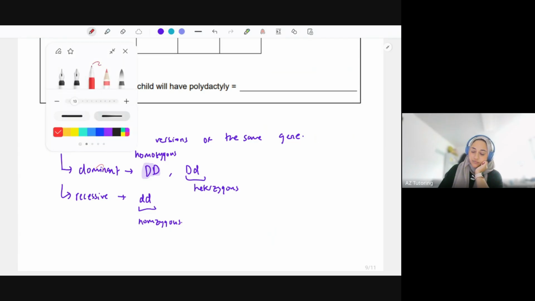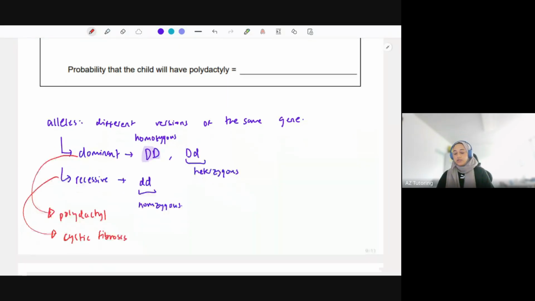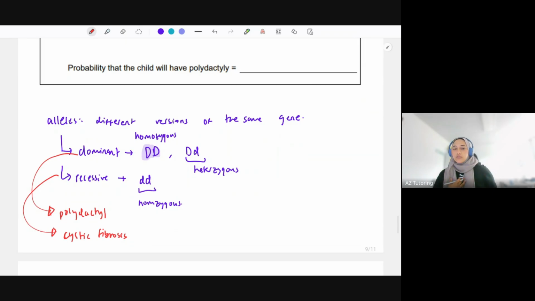Remember, a dominant disorder you need to know about is polydactyl, which is what I'm going to cover now. And a recessive disorder you need to know about is cystic fibrosis. Polydactyl is where you've got extra toes and extra fingers. Cystic fibrosis is where the lungs are producing a lot of mucus. It causes a lot of breathing problems. And these are all inherited disorders, so they're genetic, so they're non-communicable. You can't pass it on to somebody.